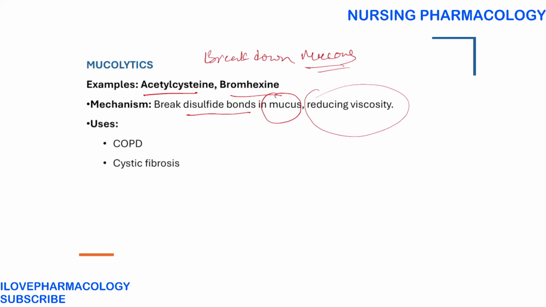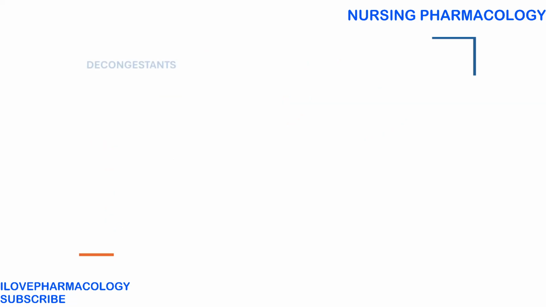So where do we use this? In case of COPD and cystic fibrosis. Again, the side effect will be, since the mucus will be expelled through the bronchus outside, it can cause bronchial irritation as well as bronchospasm, as well as GI irritation. So next we have a decongestant.